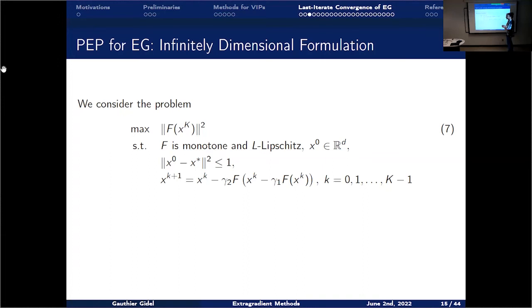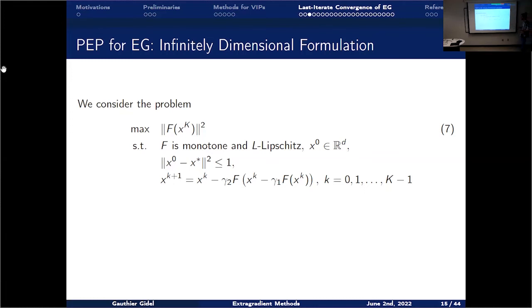So I want to find the worst initialization and the worst vector field that is monotone and Lipschitz, such that when I compute my iterate, the last one is going to be maximum. When you prove a result, what you are saying is that this norm, for instance, is smaller than a specific quantity for all monotone and Lipschitz problems. So what you're exactly saying is that this max is smaller than a specific quantity.